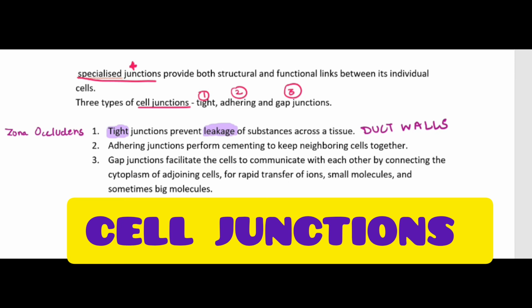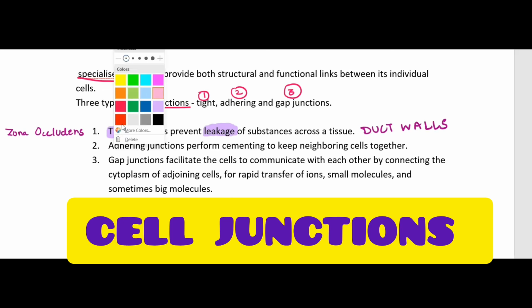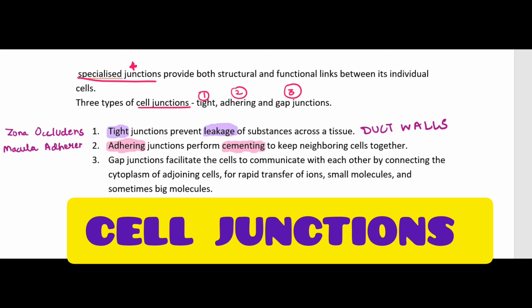Next type of cell junction is the adhering junction. Adhering means cementing, connecting together. Yes, it helps in keeping the cells together. So this is present in cardiac muscles, and since they have the protein adherin in them, they are also known as macula adherens. The third type of cell junction is gap junction.